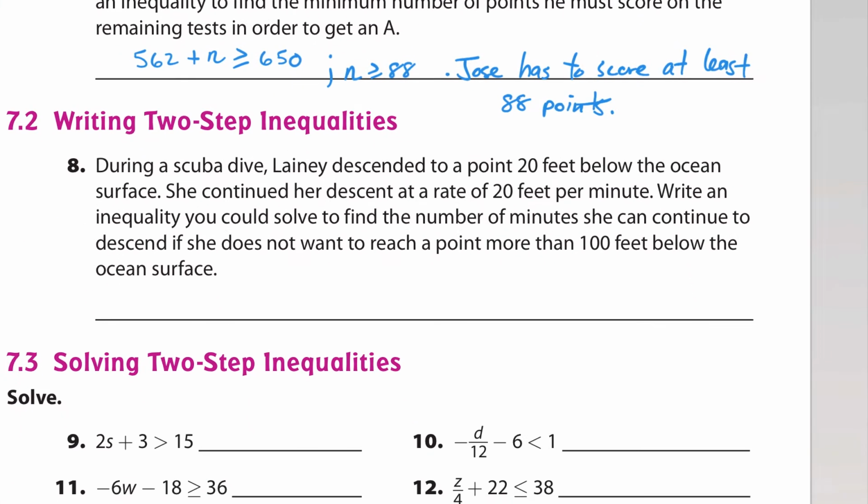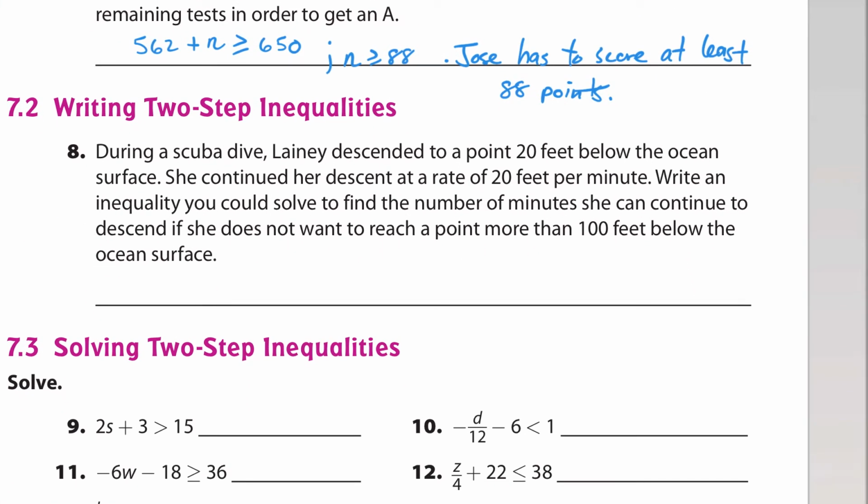Number 8. During a scuba dive, Lainey descended to a point 20 feet below the ocean surface. She continued her descent at a rate of 20 feet per minute. Write an inequality that you can use to solve to find the number of minutes she can continue to descend if she does not want to reach a point more than 100 feet below the ocean surface. So she currently is at 20 feet below. And she's going to move at 20 feet per minute.